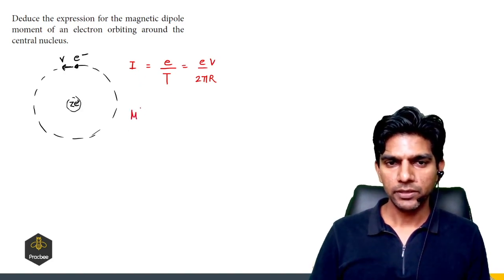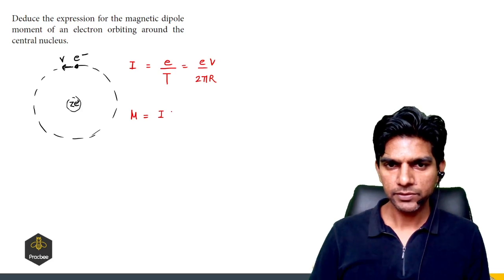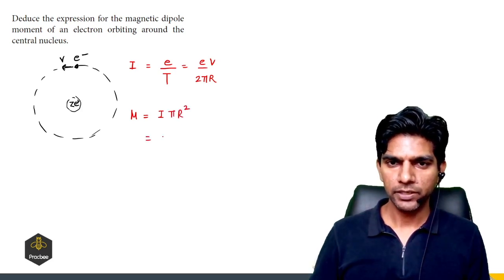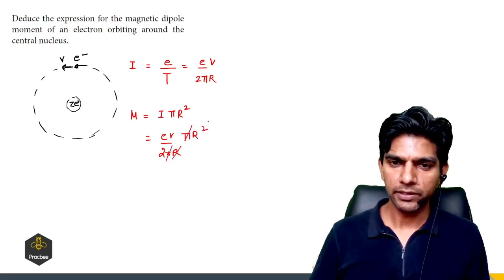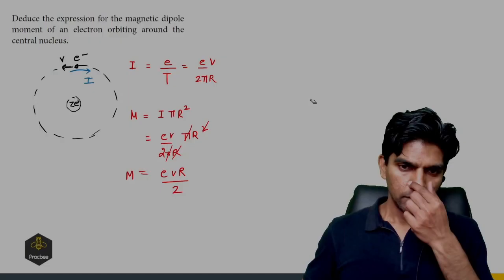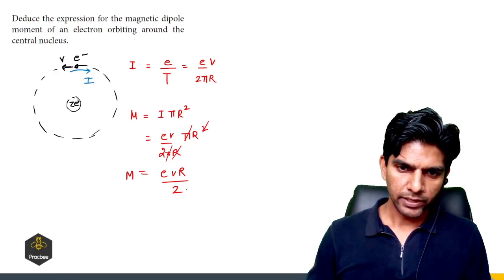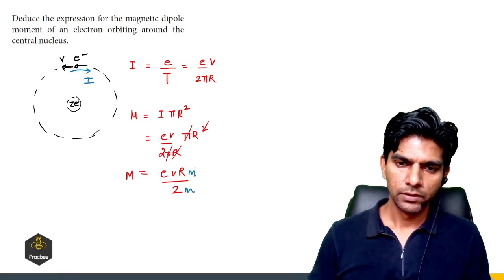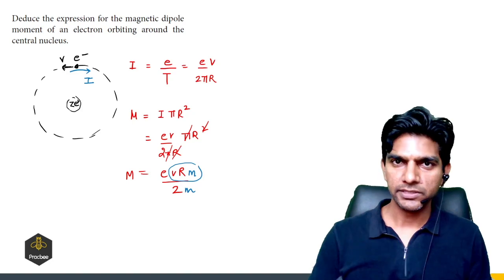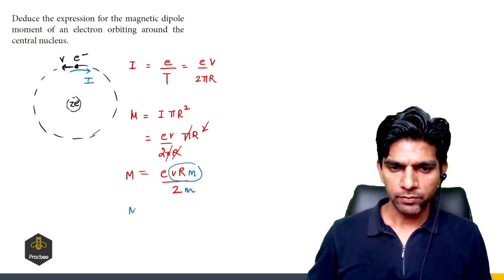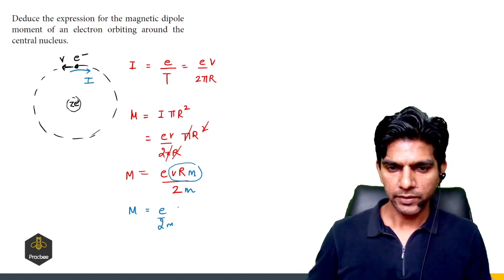So the magnetic dipole moment will be I times pi r square. So this comes out to be e v upon 2 pi r times pi r square. So pi will get cancelled out, r will get cancelled out. So this will be e v r upon 2. Right. So now if I multiply and divide by the mass of the electron, this term m v r is known as the angular momentum of the electron about the center. Right. So M will be equal to e by 2m times L.